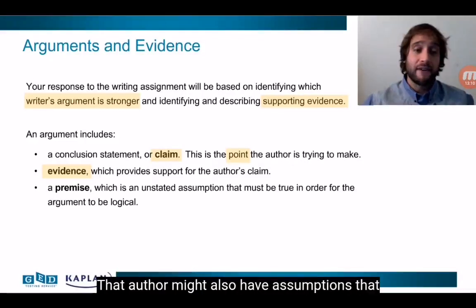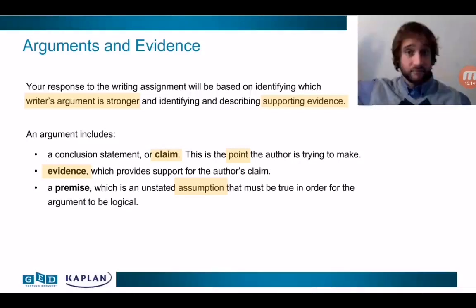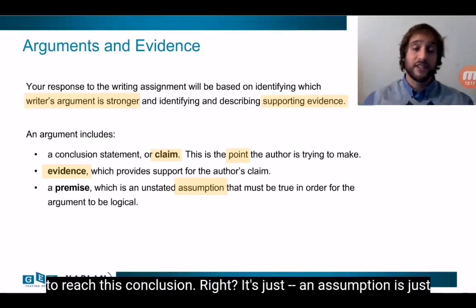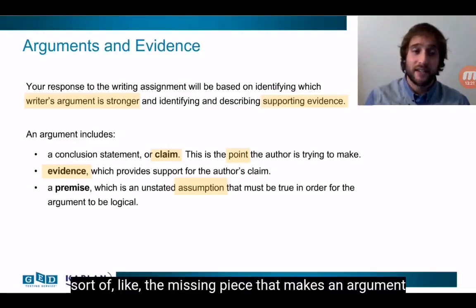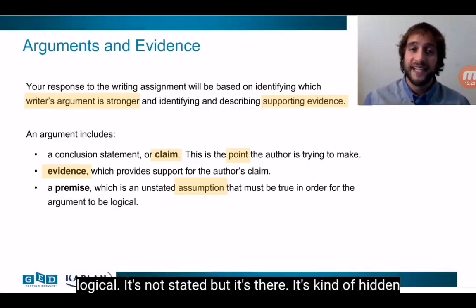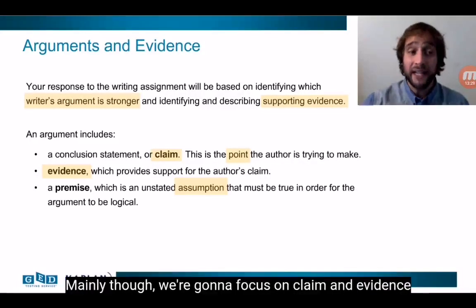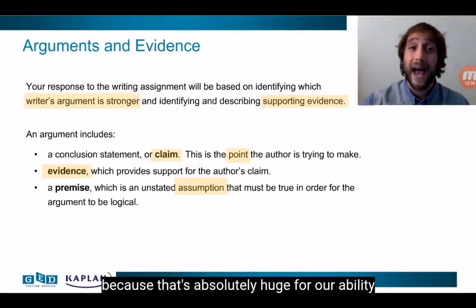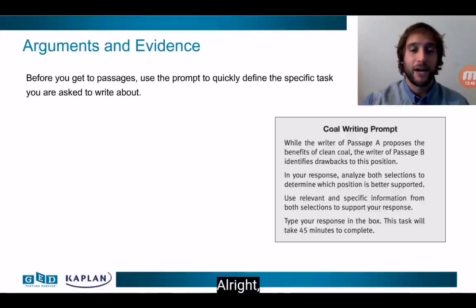An author might also have assumptions that underlie the use of that evidence to reach this conclusion, right? An assumption is just sort of like the missing piece that makes an argument logical. It's not stated, but it's there. It's kind of hidden behind the evidence and the conclusion. Mainly, though, we're going to focus on claim and evidence because that's absolutely huge for our ability to analyze and evaluate these passages.